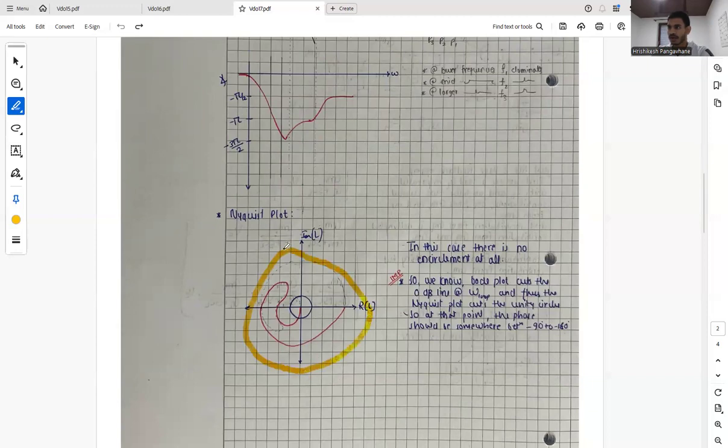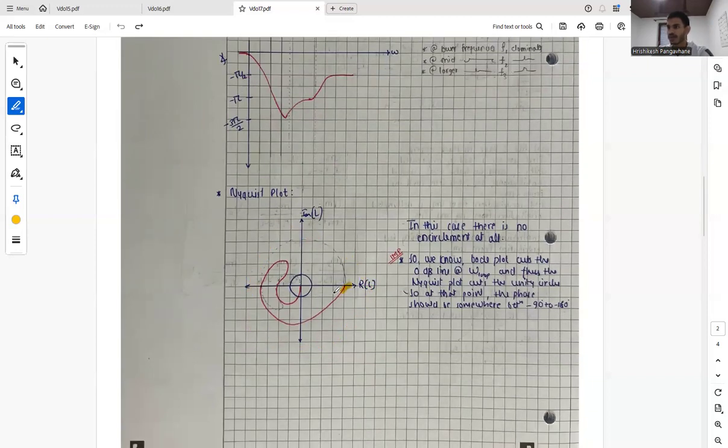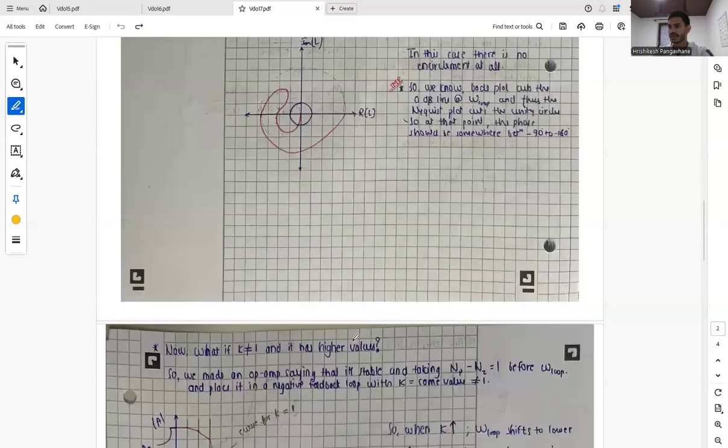While plotting our Nyquist plot, we start from here, then it approaches the center of the circle, but due to the first zero it again goes out, and due to the second zero it again goes out and approaches the center from here. So in this case the phase margin is pretty good and the system is stable.